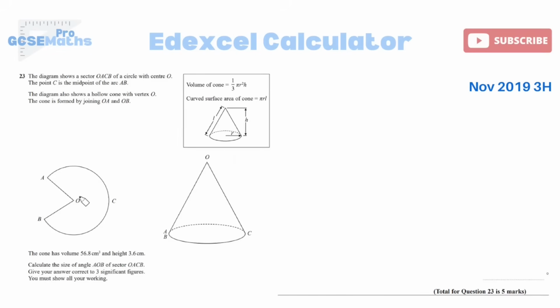So basically they've taken the radius of the sector and stuck those two radiuses together to create a cone. So A, B, C, and O all represent the same points, if you imagine the same piece of paper. Now they've given us some formulas here that they deem irrelevant. The cone has a volume of 56.8 centimeters cubed and a height of 3.6 centimeters. Calculate the size of the angle AOB of sector OACB. So that's what we're looking for eventually, isn't it?